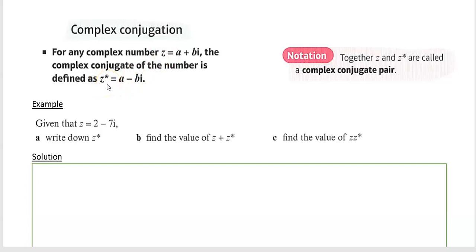And we'll see later on, when we're looking at roots of complex equations, I should say complex polynomials, why complex conjugates are important. Complex conjugates are very important. But also, as we'll see in a wee minute, when we're dividing by complex numbers, why the complex conjugate is very important.